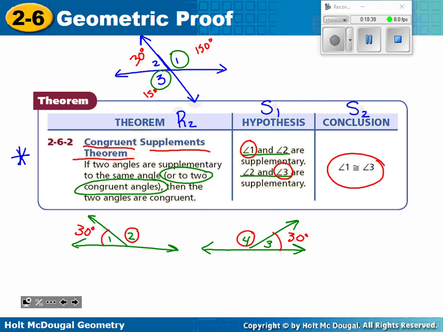both 150, right? So it means if two angles are supplementary to the same congruent angle, or if they're supplementary to congruent angles, then this is true. Okay, this is where you've got to study this and make sure you've got the name down. Congruent supplements theorem versus linear pair theorem versus vertical angle theorem. You've got to know what all those theorems say.